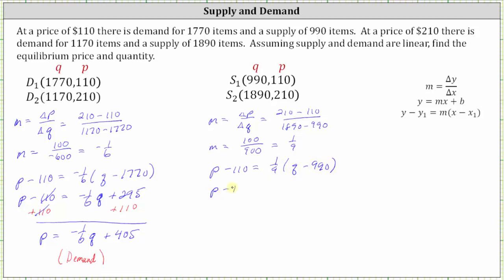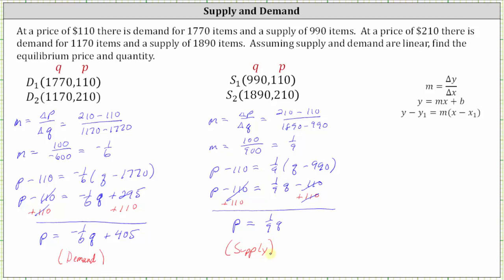Simplifying, we distribute 1/9, which gives us 1/9 Q, and then 1/9 times negative 990 is equal to negative 110, giving us minus 110. To solve for P, again, we add 110 to both sides. Simplifying, we have P equals, on the right, we just have 1/9 Q. Notice negative 110 plus 110 is equal to 0. And now we have the supply function.